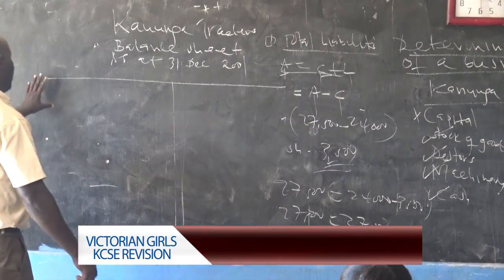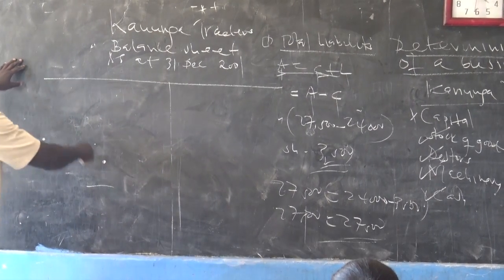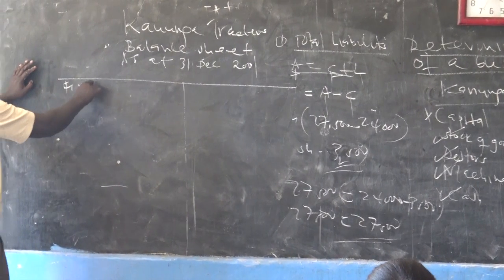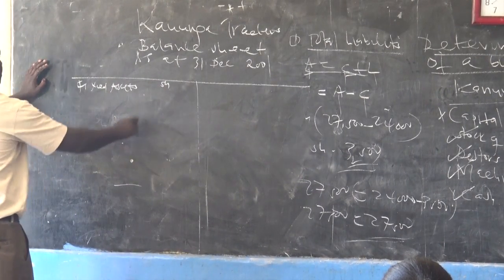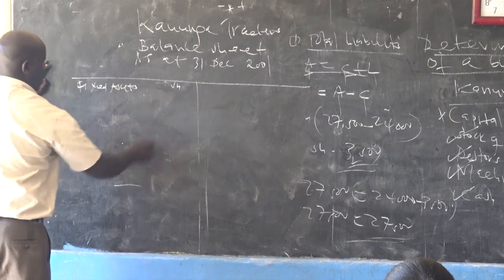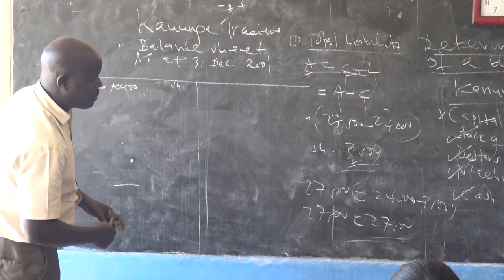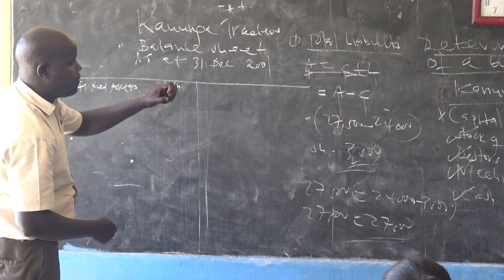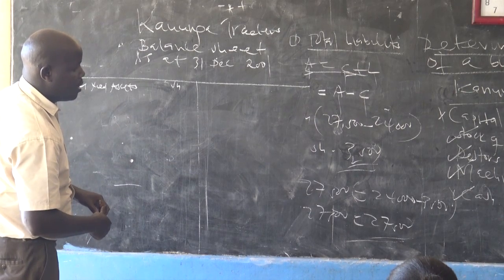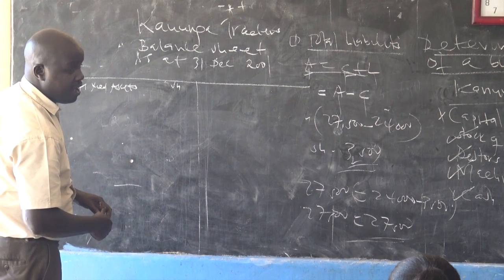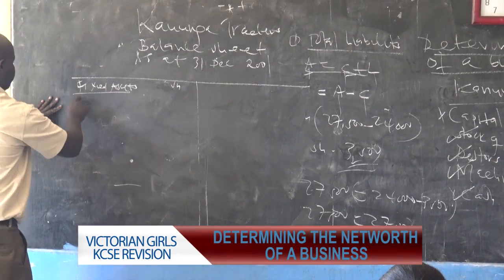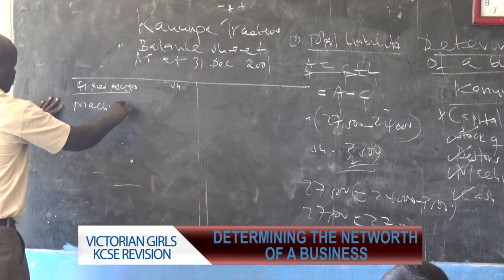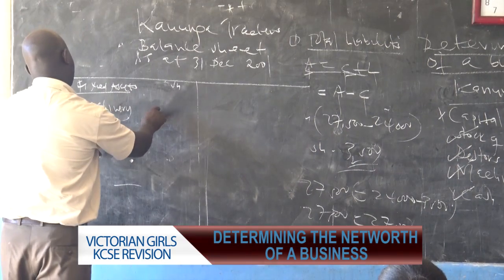So what do we have here? Fixed assets, of course in shillings. How many fixed assets do we have? Of course we have 4 items, but out of 4, we only have 1 fixed asset. That is machinery, 20,000.